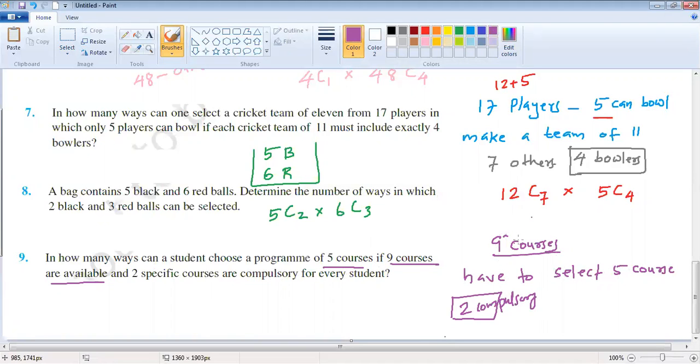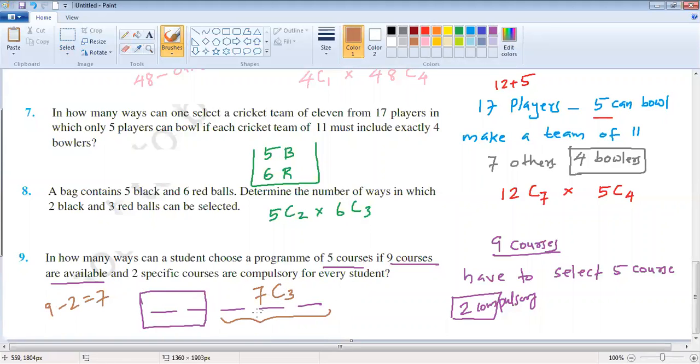So how many ways can you select 5 subjects? Out of the 5 subjects, 2 are compulsory, you can't do anything. So for the remaining 3 subjects, how many ways can you select them? Out of 9, 2 subjects are compulsory, so from the remaining 7 subjects you have to choose 3 subjects. That is possible in 7C3 ways. That's all. So that's all about combinations.